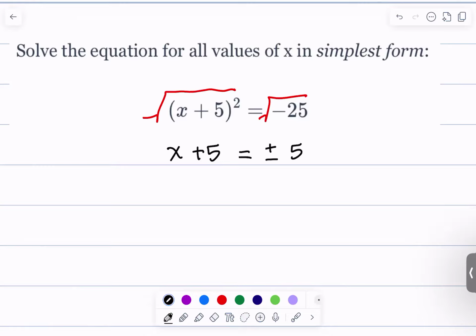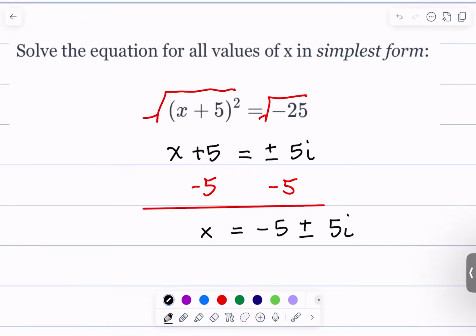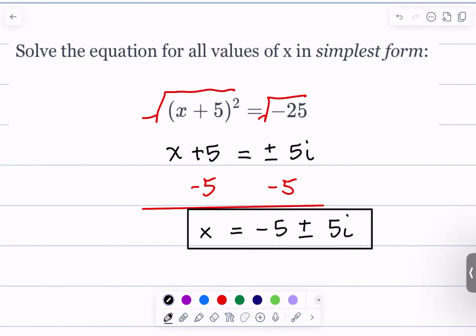5, and then since it's a negative, an i comes out. And whenever we take the square root, remember that we do need the plus and minus. It's always going to be plus or minus. Our next step would be to subtract 5 on both sides, and your solution would be negative 5 plus or minus 5i. Please don't forget the format, with the plus and minus in between. So that's your solution there.